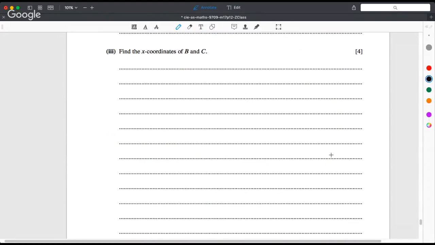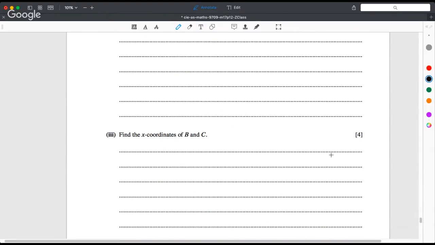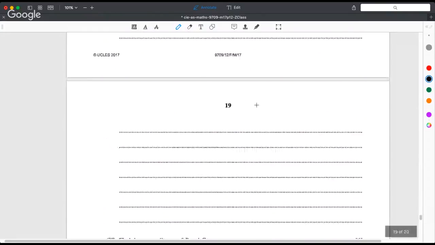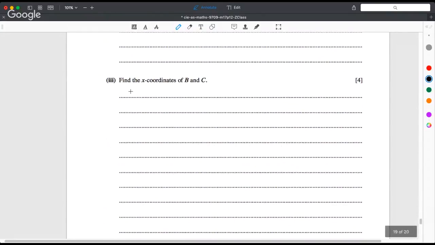Now we need to find the x coordinates of b and c. Well, if we look at b and c, we see they are the roots of this equation. So we know that f of x is equal to 0 at those points. So that gives us that the f of x that we found, which is x squared plus 1 over x squared minus 17 over 4, is equal to 0. And we multiply through by x squared to get rid of the thing on the denominator. And we get that x to the 4th plus 1 minus 17 over 4 x squared is equal to 0.